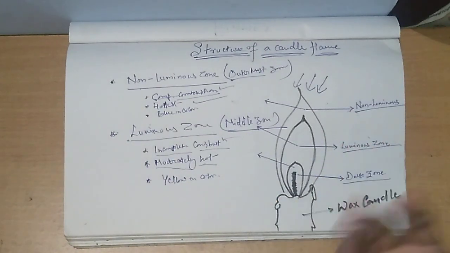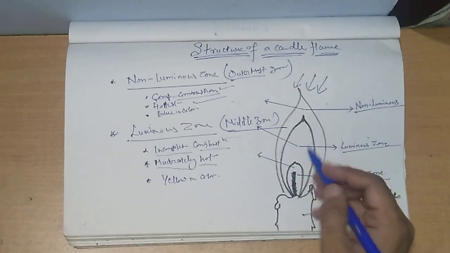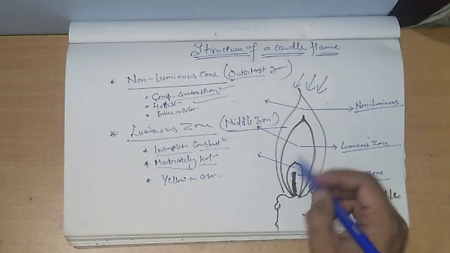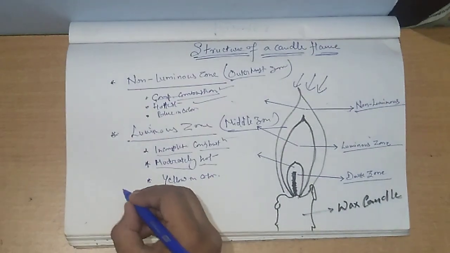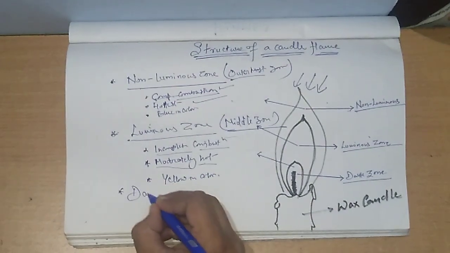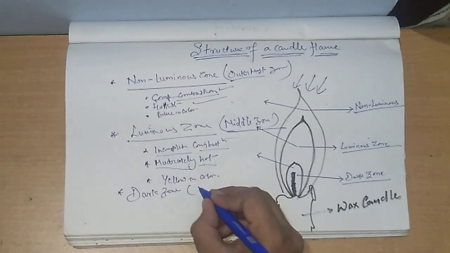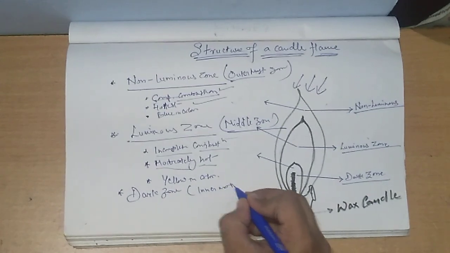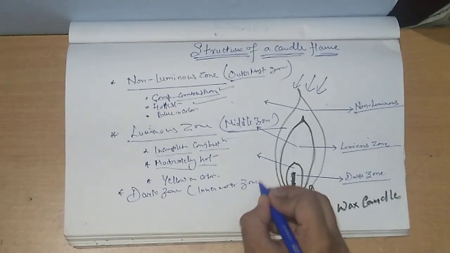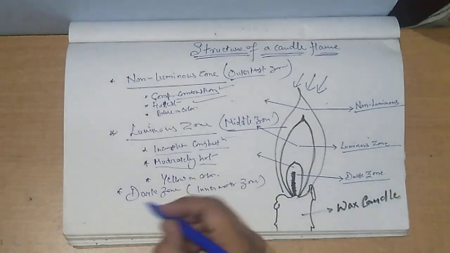Clear? So it is yellow in color. By the yellow color you will be able to identify where this zone starts and what the region of this zone is. Clear? And the last is the dark zone. Clear? And the innermost zone. Again, innermost zone is not the term; the term is dark zone.